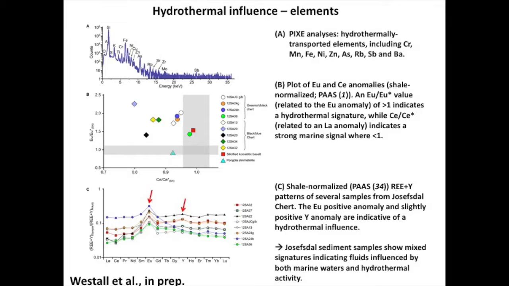For instance, for the europium, a value of more than 1 indicates a hydrothermal signature, and almost all the samples we measured are more than 1. Whereas with the cerium, the strong marine signal is where it's less than 1, and this is less than 1. So we're looking here at an interplay between seawater influence and hydrothermal influence, which is logical. But it's just nice to see this documented.